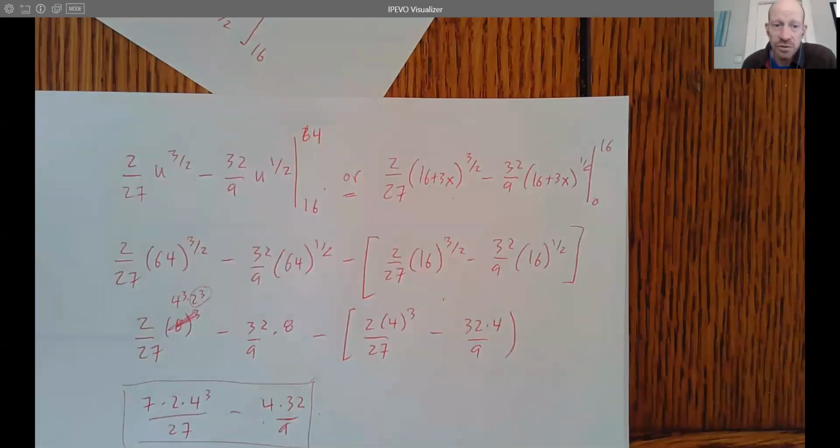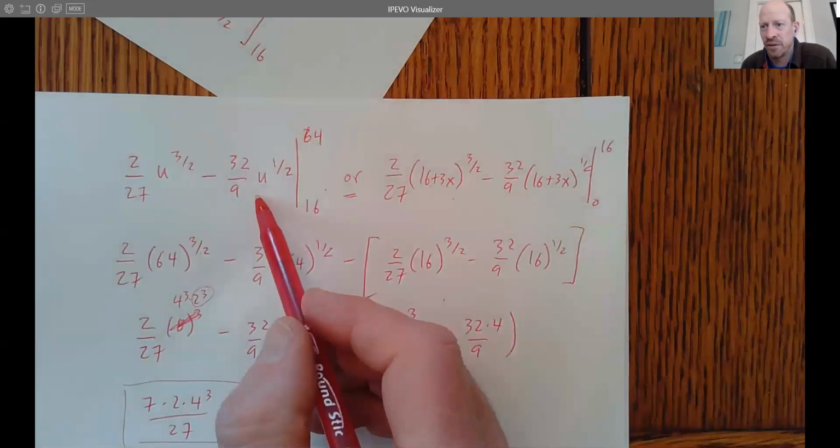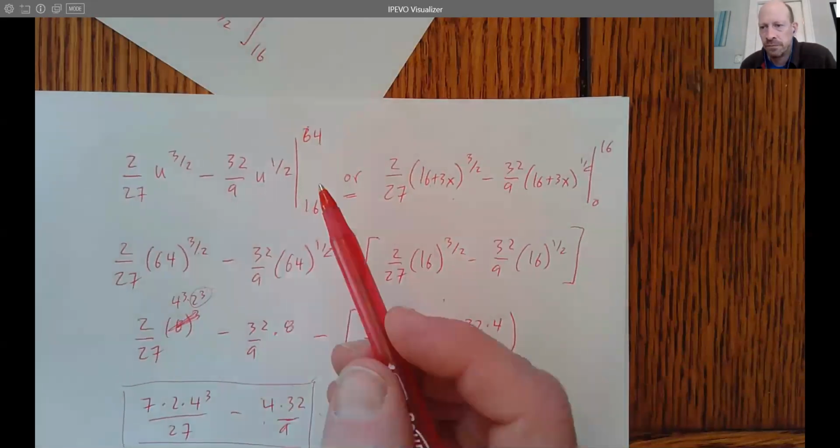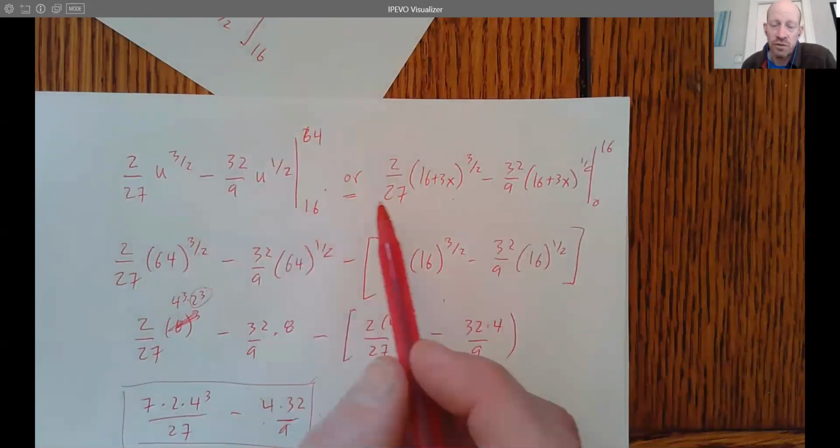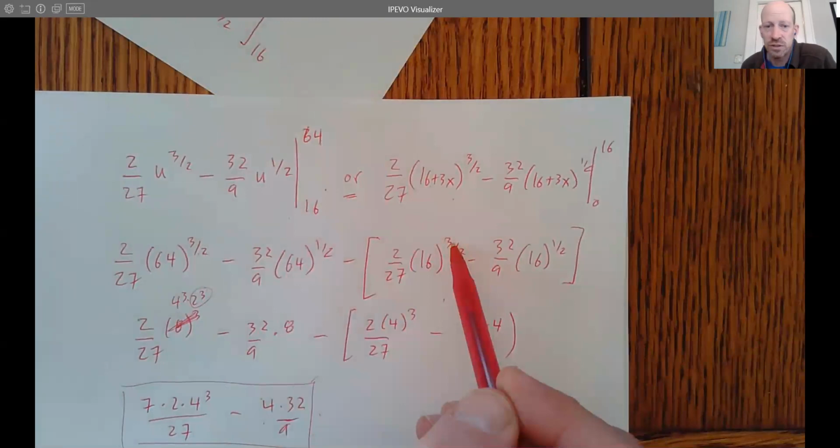I would encourage you to do this one. It technically is a little bit less work. You don't have to turn it into u and then rewrite it. You can just do it directly.